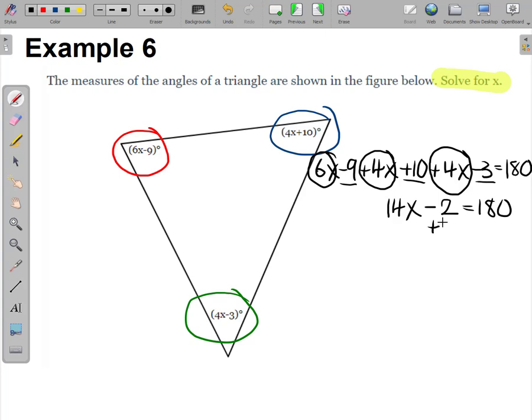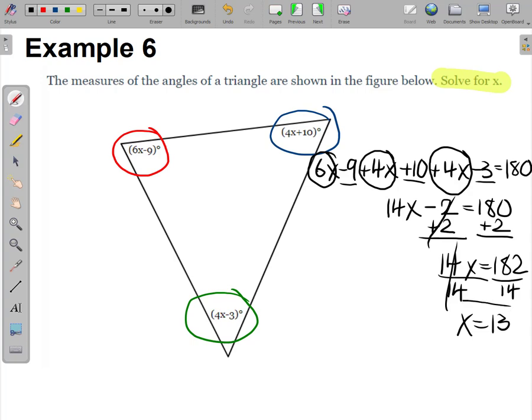Then I'll use the addition property, or in other words, add 2 on both sides. Cancels, and I have 14x is equal to 182. And then I'll divide by 14 on each side. And by dividing by 14 on each side, again, this cancels to 1. 1 times x simplifies to just x. And then 182 divided by 14 is 13. Just like that.